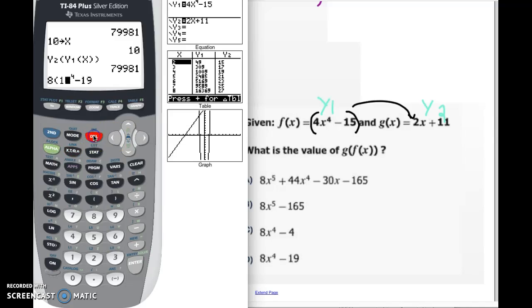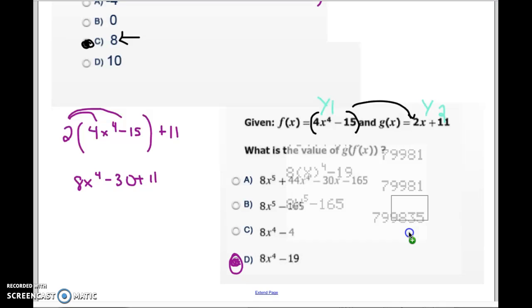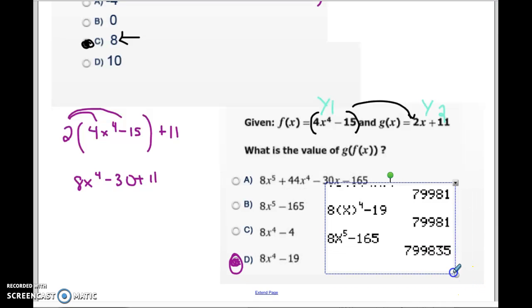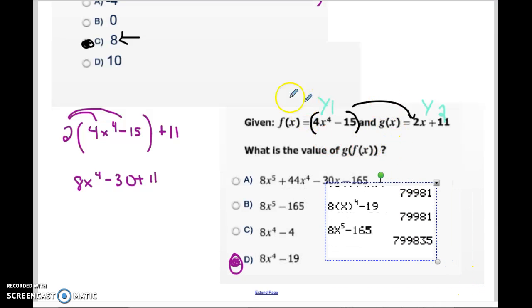All right. And then you see that it also works. Now, if I had plugged in, let's just try it out. I'm going to try option B just because. If I type in 8x to the 5th minus 165, it's definitely not going to equal the same thing because it's not the right answer. All right. So that's kind of a different way to let your calculator help you with compositions.